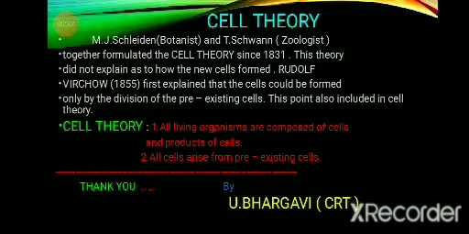Cell theory. M.J. Schleiden, botanist, and Theodor Schwann, zoologist, together formulated the cell theory in 1838. This theory did not explain how new cells are formed. Rudolf Virchow, in 1855, first explained that cells could be formed only by the division of pre-existing cells. This point also completed the cell theory. Cell theory: all living organisms are composed of cells and products of cells. All cells arise from pre-existing cells.